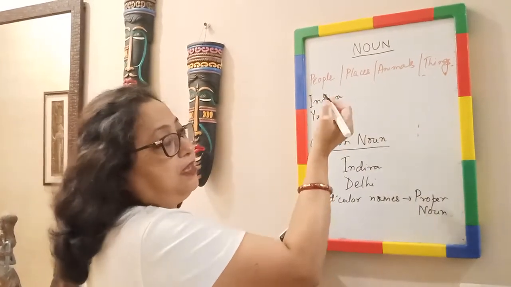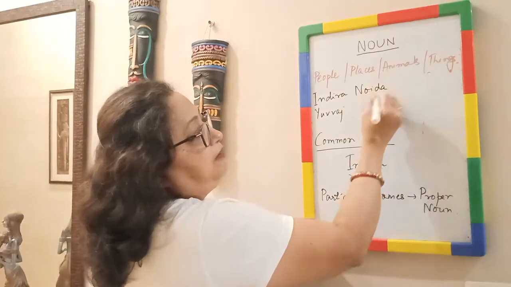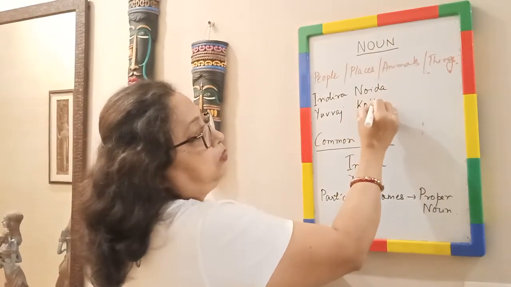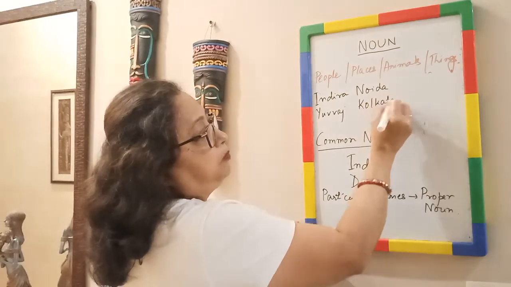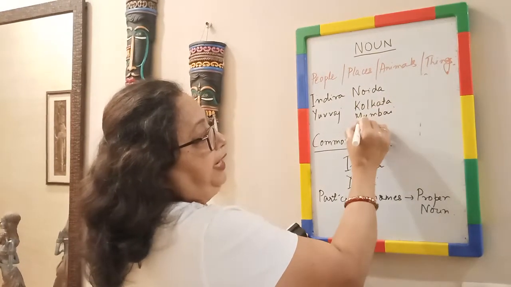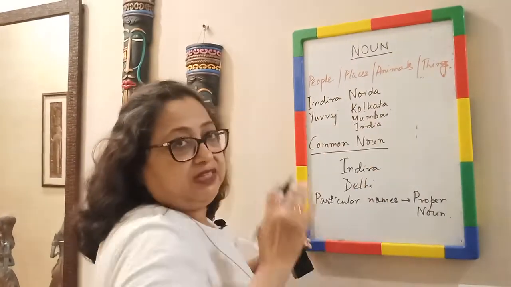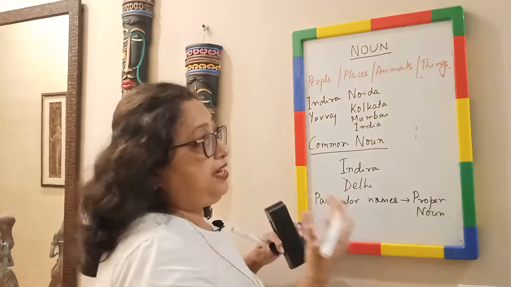Like that. Places. So places, I stay in Noida. There are many friends from Kolkata. Okay. Mumbai. These are places. India. So these are the names of a country, names of cities, like that. This is a particular name.